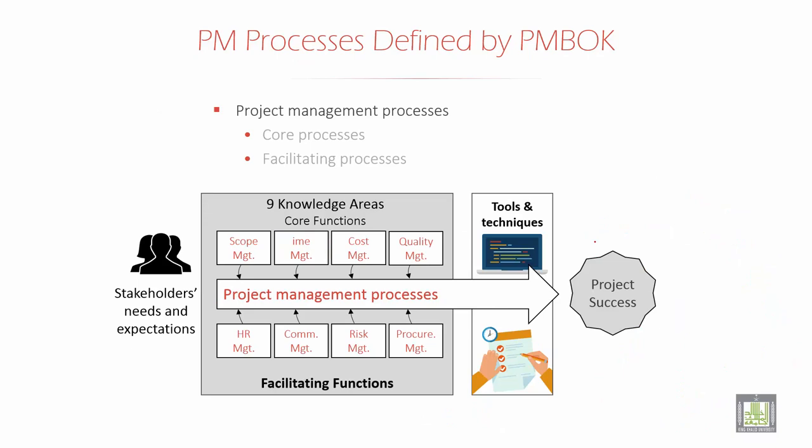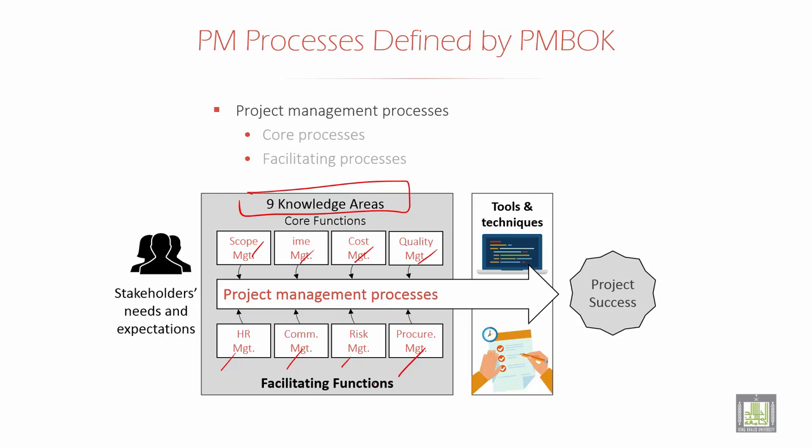Then we have nine knowledge areas: scope management, time management, cost management, quality management, human resource management, communication management, risk management, and procurement management. These should be taken into consideration while designing the core functions, and this is for the facilitating functions. So these are the two important things to be taken into consideration.